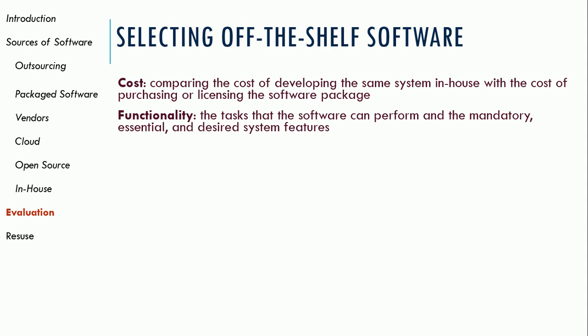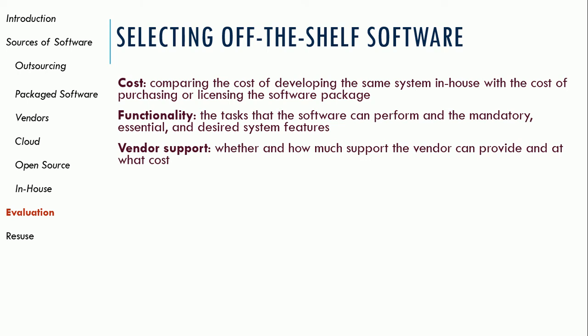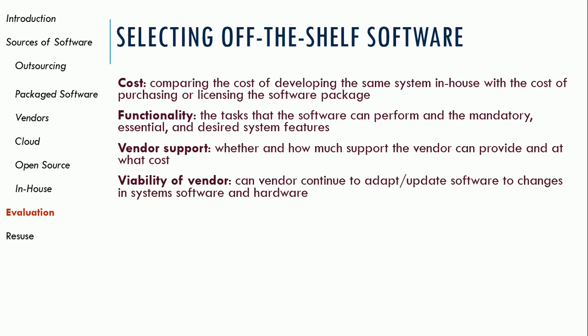The functionality is the tasks that the software can perform, the mandatory, essential, and desired features that you need. What are the deal breakers? Is there vendor support? Will they support it, and at what cost? What's the viability of the vendor? What if you buy this solution from a small company and they go out of business next week? Now you spent $10,000 on this solution and no one to support it because they're gone, right? And you have to go right back to the drawing board. Those types of things happen.